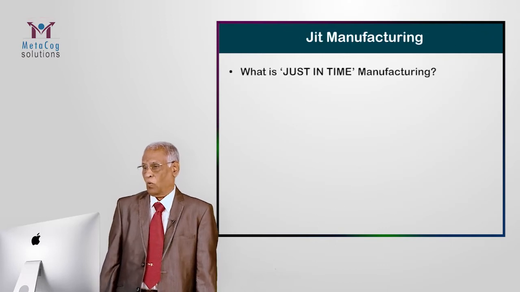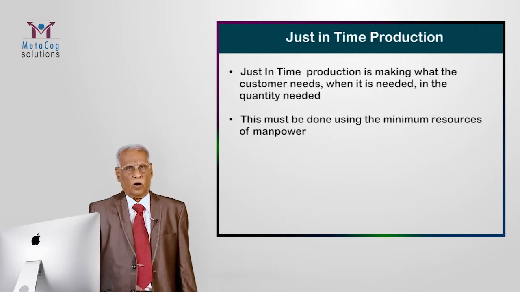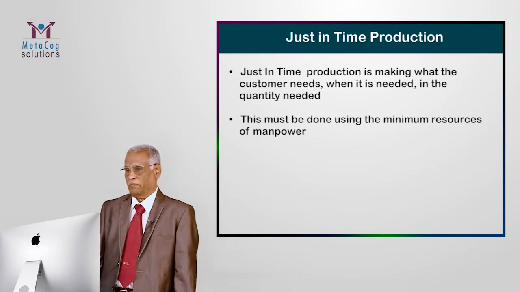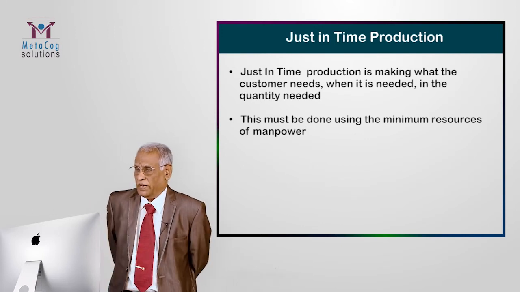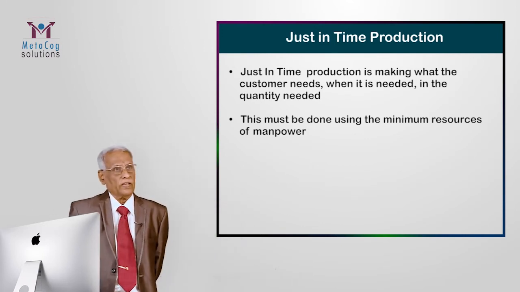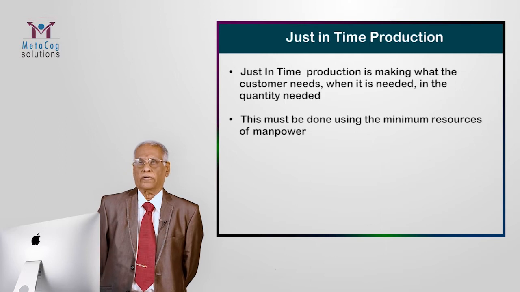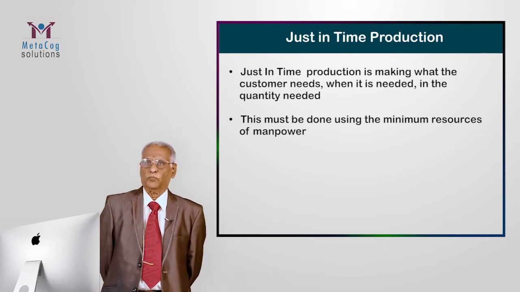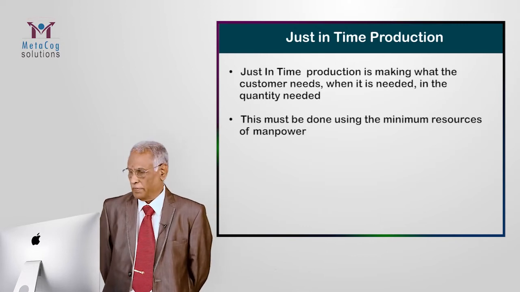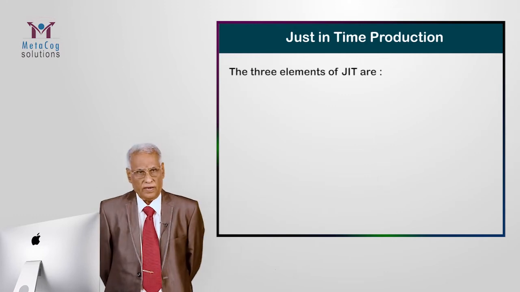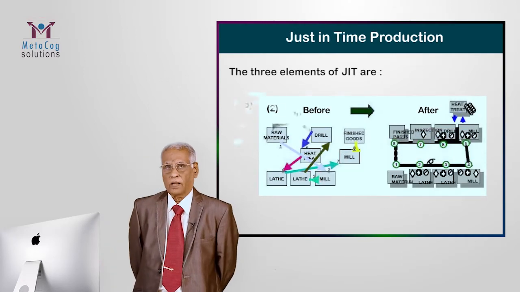Now let us see what is just-in-time manufacturing. There are 3 components for just-in-time manufacturing or just-in-time production. Just-in-time production is making what the customer needs when it is needed and in the quantity needed. This must be done using minimum resources of manpower, material and machinery. The 3 elements of JIT are takt time, flow production and pull system.